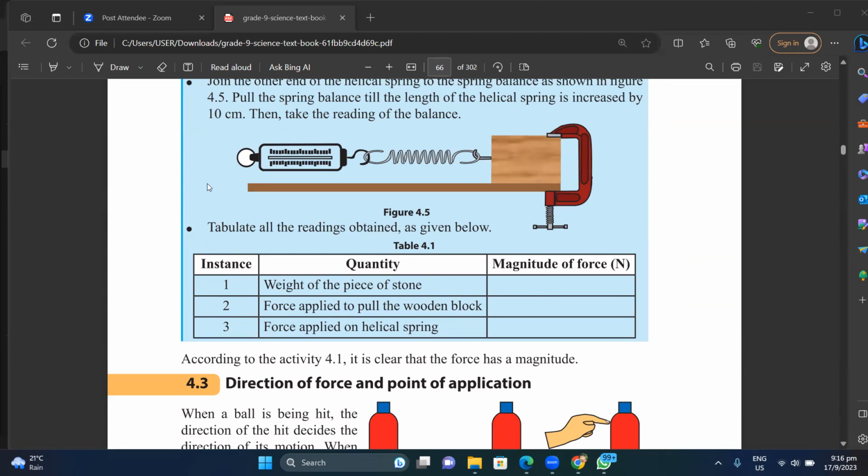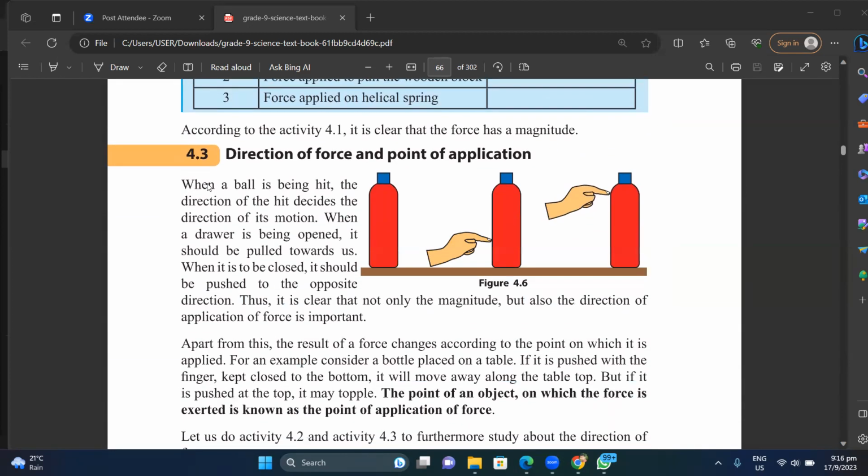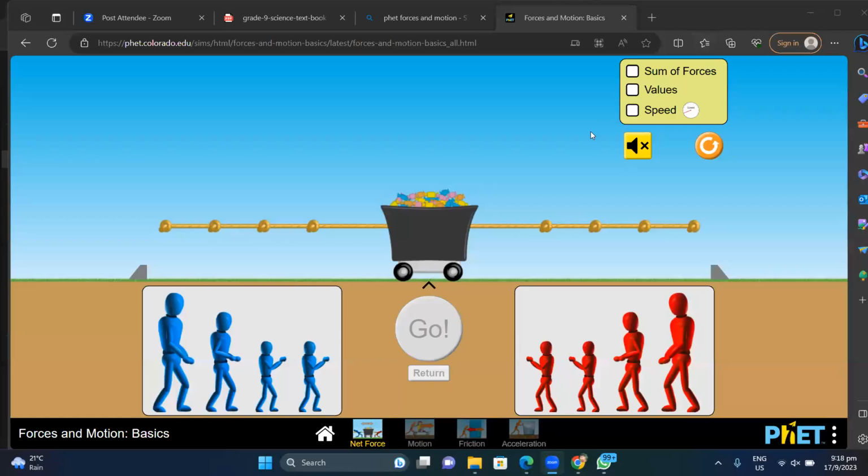Likewise, we can take different measurements. Okay, so the next is direction of force and point of application. For that, I would like to move to an activity. Just see the link.